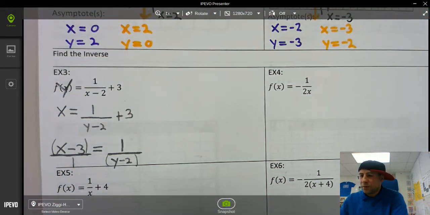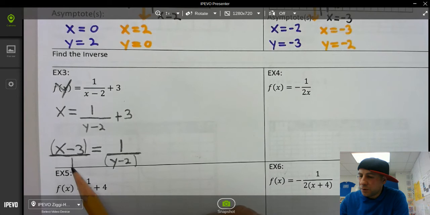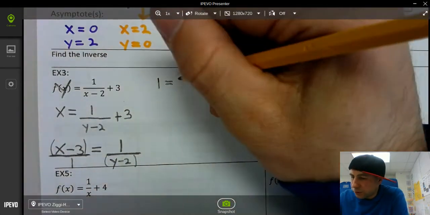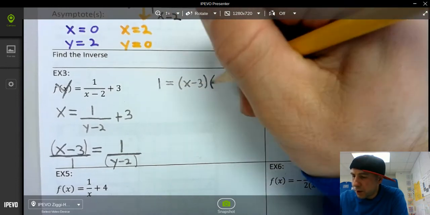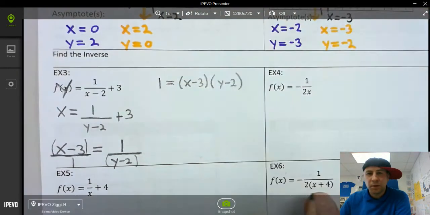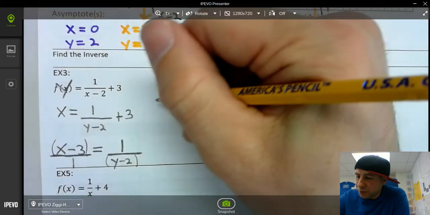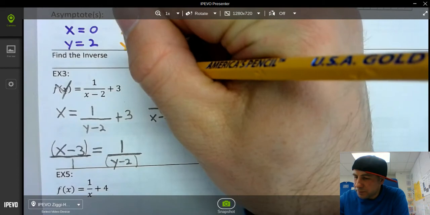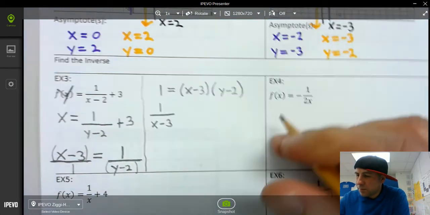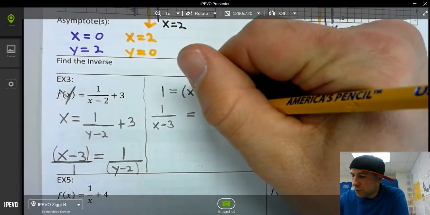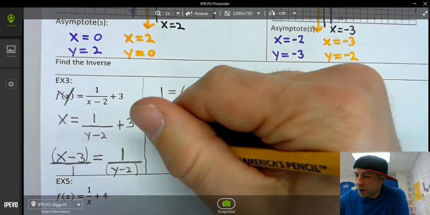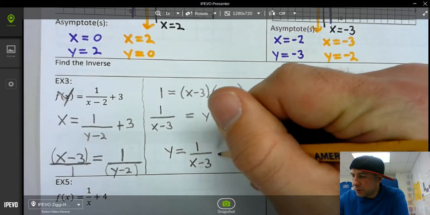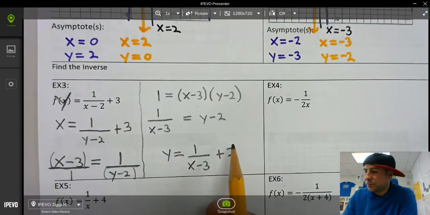Okay, so you're going to cross multiply, so 1 times 1 is 1, and then x minus 3 times y minus 2. You're going to divide both sides by x minus 3, so you get 1 divided by x minus 3 equals y minus 2. Add 2 to both sides, so y equals 1 divided by x minus 3, plus 2.